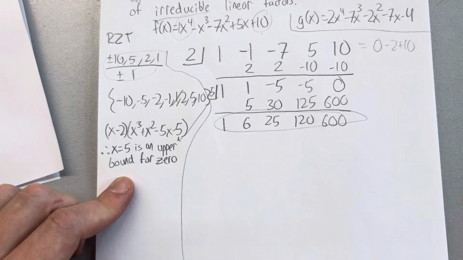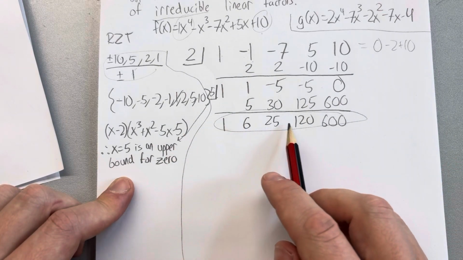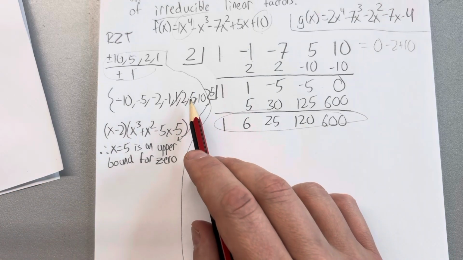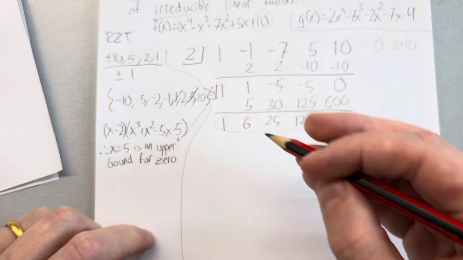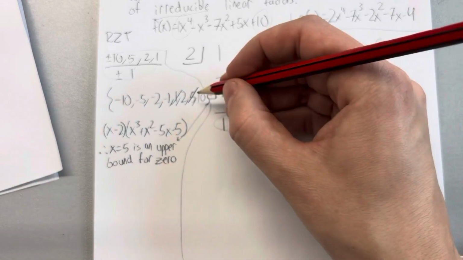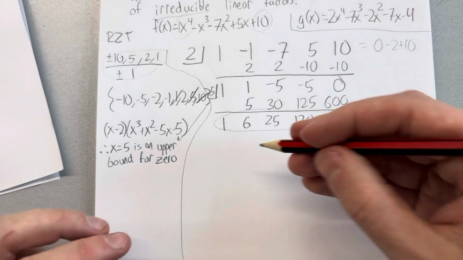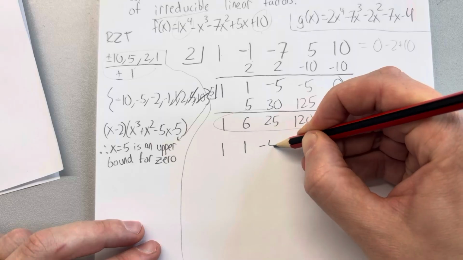The upper bound test literally tells you that if all of your results here are positive when you use that 0, then nothing can be bigger than that. Why is that nice? Because now I know that I don't have to check 10. I can cross it off my list. So the upper bound test helps me cross off some possibilities. So it's a little frustrating that 5 wasn't a 0, but it gave me some information.